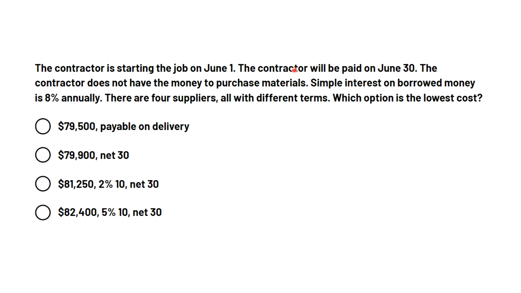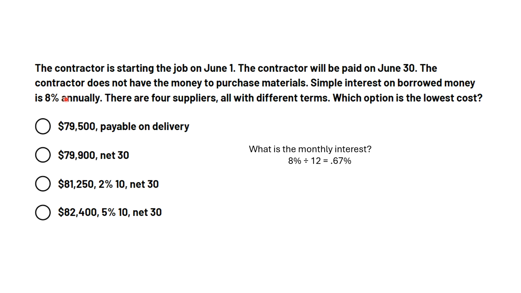So what we're getting at here is that since the job is starting on June 1st and the contractor will be paid for the job and finish the job on June 30th, there's going to be 30 days. The contractor is going to have to borrow the money for 30 days. All right. Well, what is the interest? The first thing we have to find out is what is the interest for 30 days? That's the monthly interest. Okay, 30 days, monthly interest. Pretty much the same thing. So how do we figure that out?